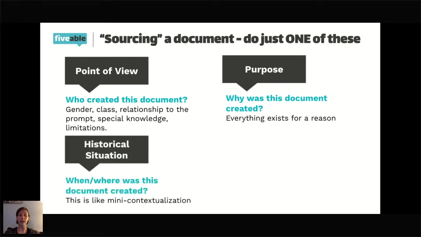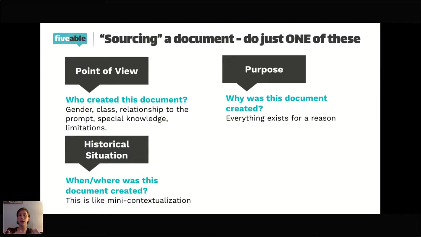Our third category is historical situation. And this is like contextualization. If you tuned into our stream last week about contextualization for the DBQ, you know that contextualization is about connecting a broader development or process to the specific topic of the prompt. For sourcing, we can do that on a kind of mini micro level with a particular document. We can think about when and where was the document created, and what do I know about that place and time that could impact what a document has to say, right?